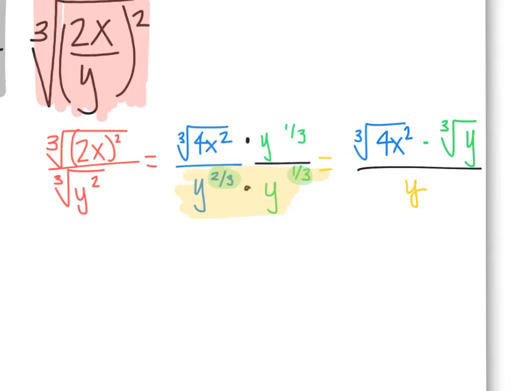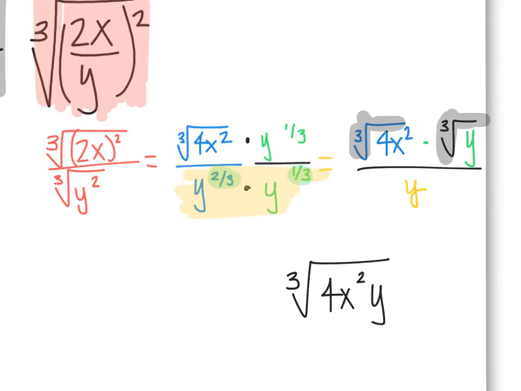So now let's fix this numerator a little bit, because this looks kind of ugly: I have the cube root of something, and then another cube root of something. And hey, guess what? If I'm multiplying, I can just put those cube roots together. So really, that's the cube root of 4x squared y, and then all over just y, not y in the cube root symbol.